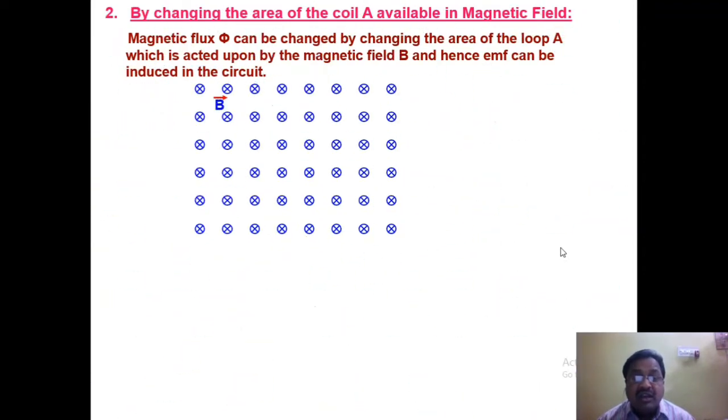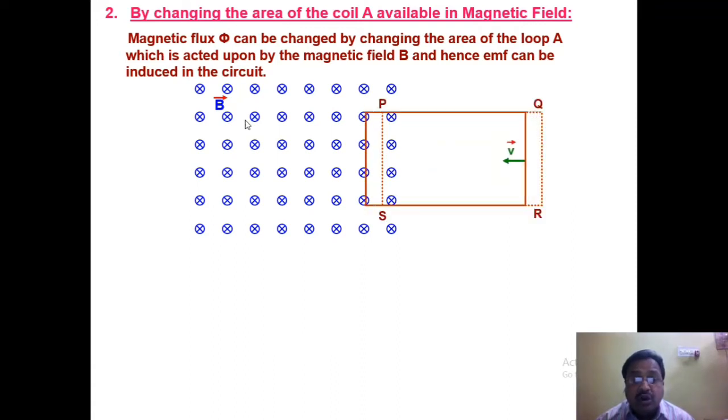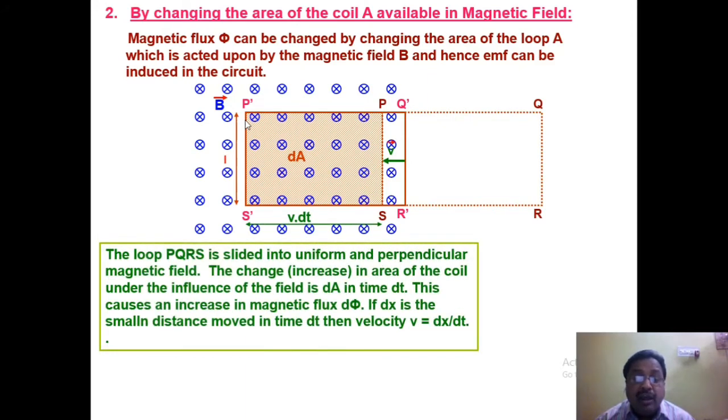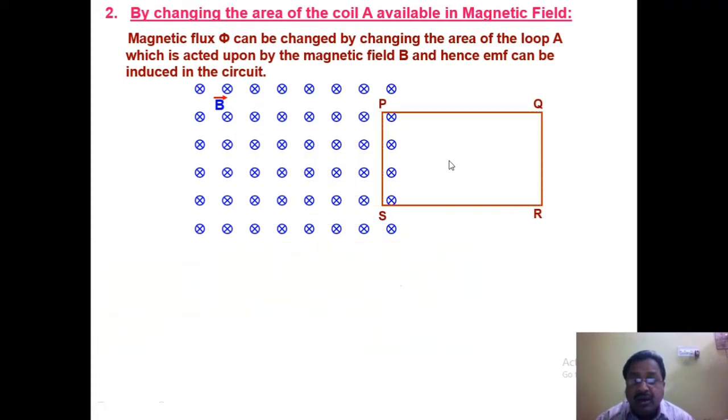Here you see a uniform magnetic field represented by the crosses encircled by small circles, and there is a loop PQRS. This is the initial position of the loop. Mark what happens when the loop is moved into the field. At that time there is a change in area dA.